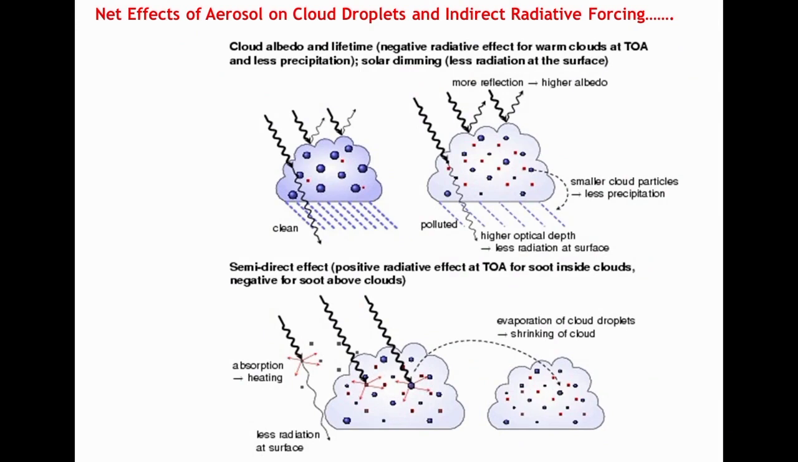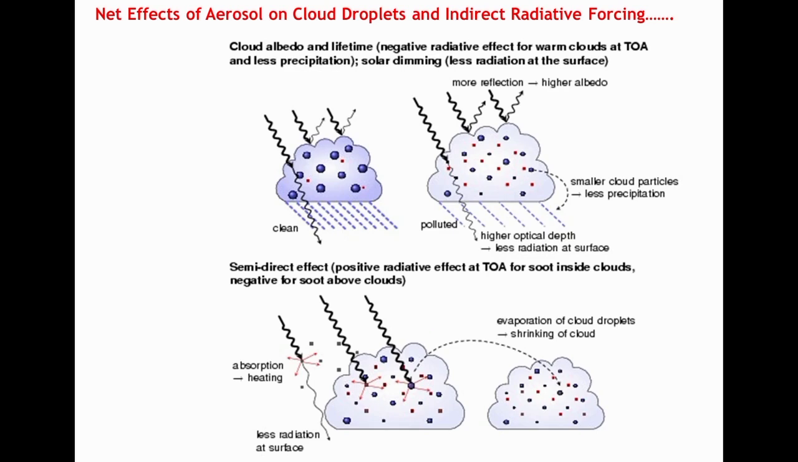So if I was to write you an exam question to discuss the effect of pollution on clouds from the perspective of climate, is pollution a net warmer or cooler? From what we've just discussed about the indirect effect.